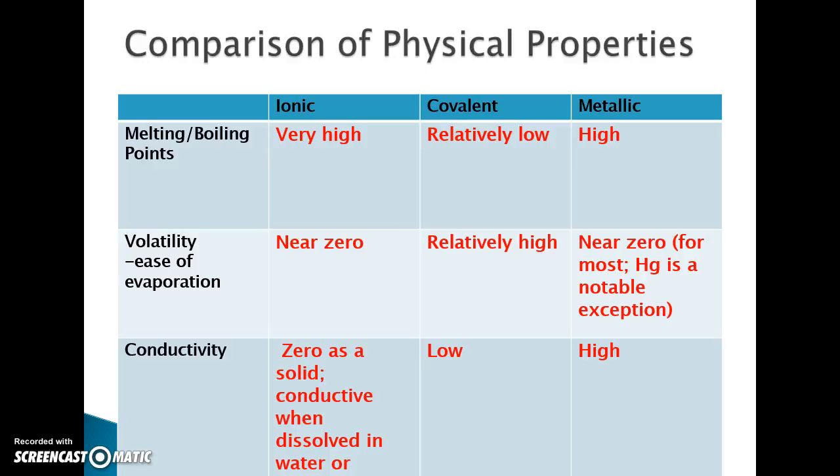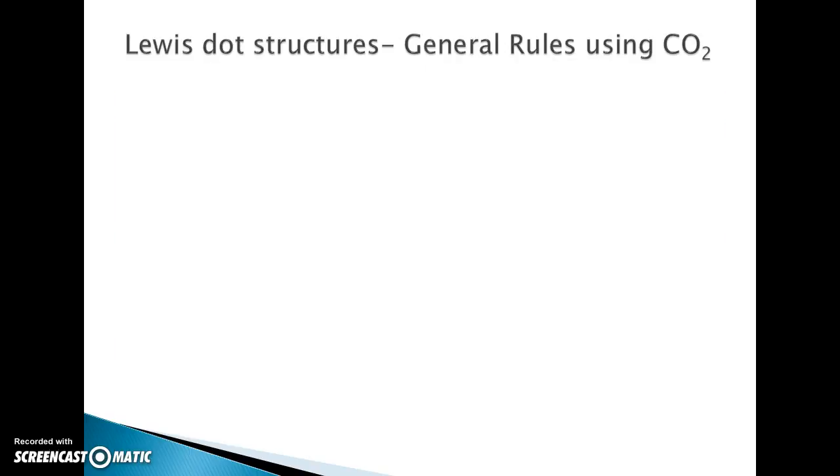Ionic compounds have no conductivity as a solid because they're too brittle, but when they're dissolved in water or molten, they're very conductive. Okay, now this is going to be a quick review of Lewis dot structures. We'll go over some of this in class as well, and I encourage you, if you've forgotten how to do this, to look in the textbook at the worked examples in Chapter 4, because that would be really helpful to you. General rules for how to do this.